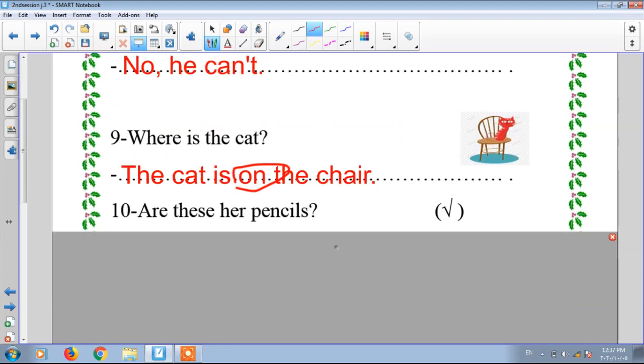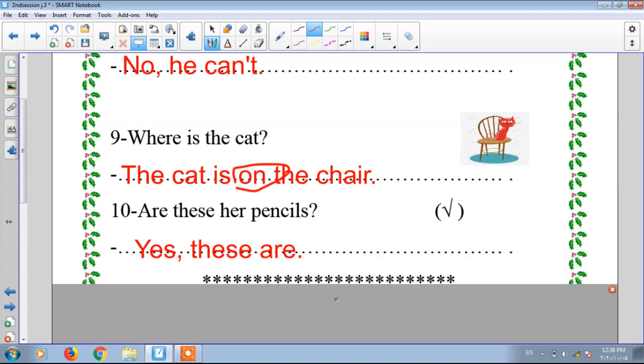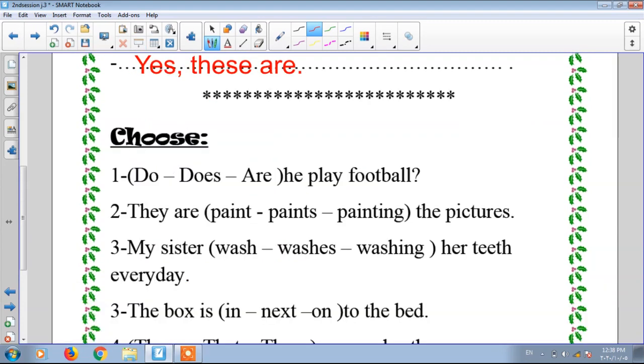Number 10. Are these her pencils? We take what? Right. So I write yes or no? Yes. Yes, they are. If I write yes, these are, it's right. If I write yes, they are, it's right. Both of them are right. Okay, Junior 3, let's move to the next exercise.